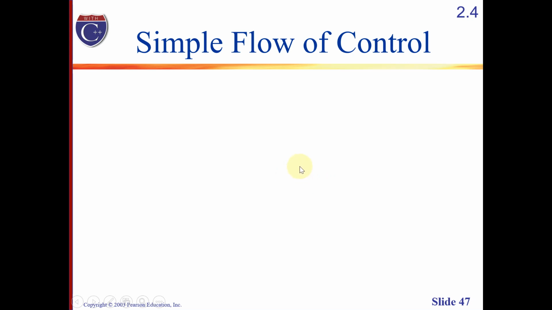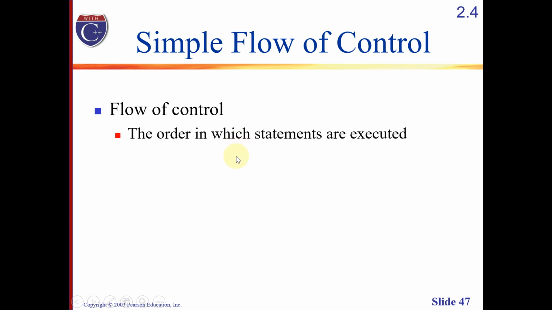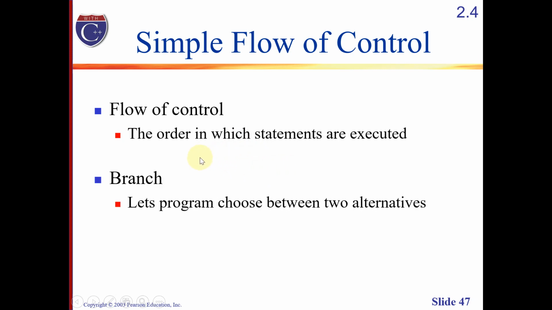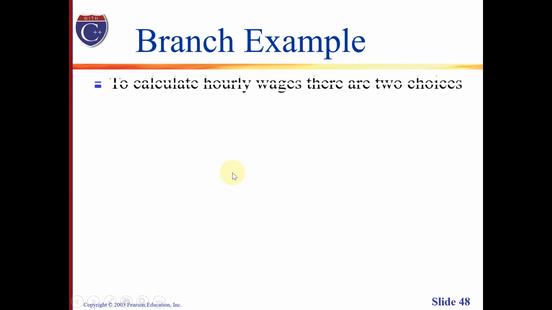We will now proceed with simple flow of control. In C++, flow of control refers to the order in which statements are executed. We can also have a branch, which lets programs choose between two alternatives. As an example, we would like to calculate the hourly wages and there are two choices.